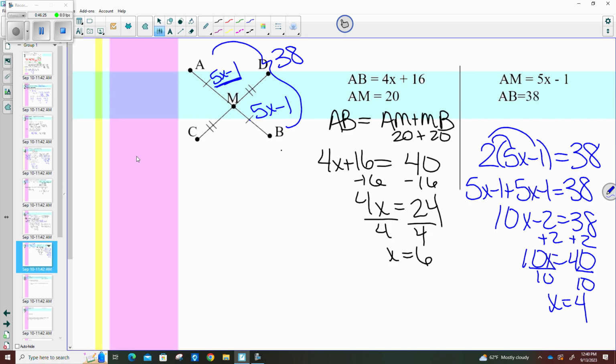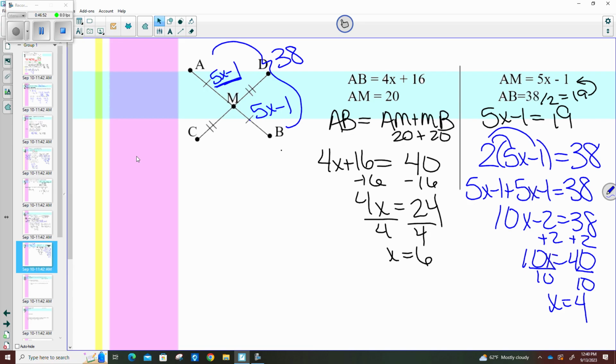What could we have done to the whole to just get back one 5x minus 1? Divide by 2. So we could have done 5x minus 1 equals, if I do 38 divided by 2, that's 19. And we would have gotten the exact same answer because 19 plus 1 is 20. Divide by 5? 4.